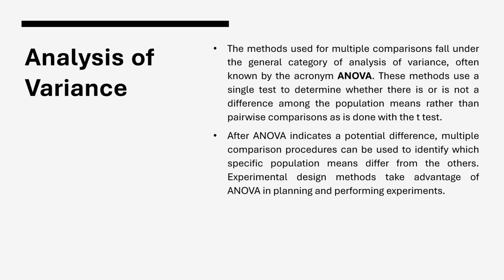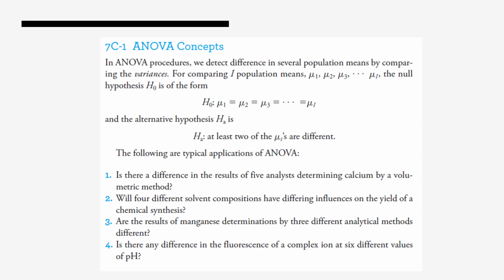And we also have analysis of variance. Example, you have a lot of variables. Therefore, for multiple comparisons, you use ANOVA or analysis of variance. So, for this one, your null hypothesis is that your experimental population mean is the same as your known population mean. And the alternative hypothesis is that at least one of the population means is different.